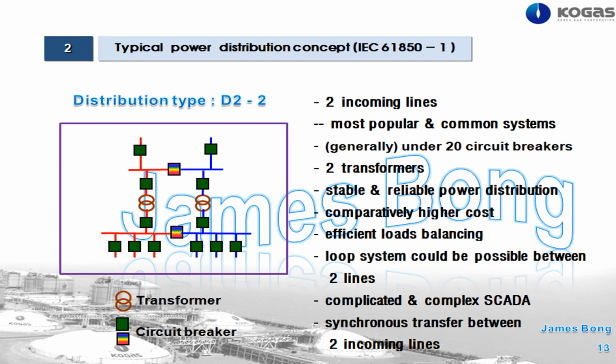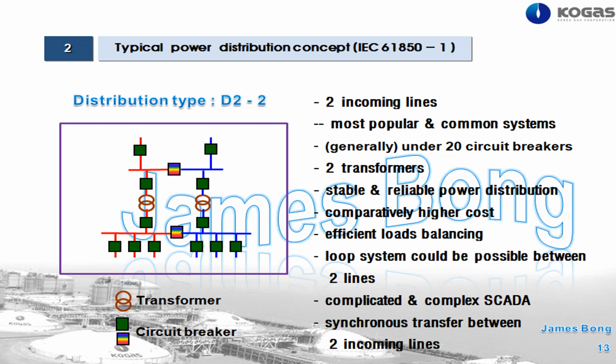Distribution type D2-2. D2-2 type is the most popular and common system in large-sized plants. It has two incoming lines which originated from different sources and two transformers which have the same voltage level. In the same way as the D2-1 type, if the two primary supplies originate from one source, it doesn't matter, it's okay. This is also a very stable and reliable electric power distribution system. Loop circuit is also available when the conditions are met.